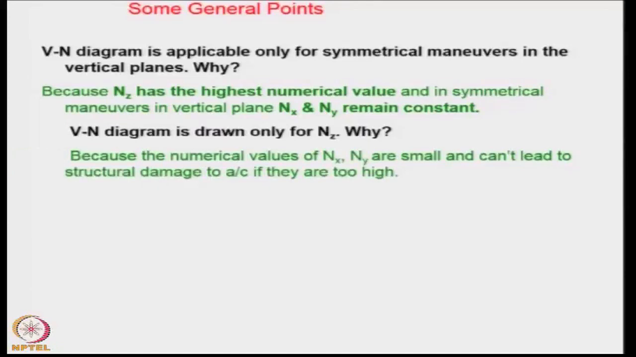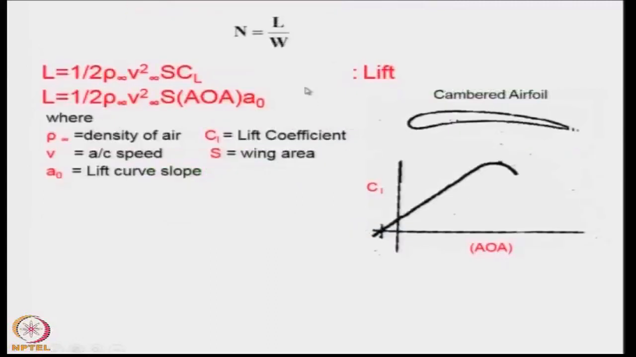The numerical values of NX and NY are small and they cannot lead to structural damage to the aircraft as compared to NZ, and therefore, we draw the diagram mostly for only NZ versus the velocity. Now, it can be shown that the vertical load factor NZ will be proportional to the square of the velocity and the angle of attack. Let us see how this can be shown.